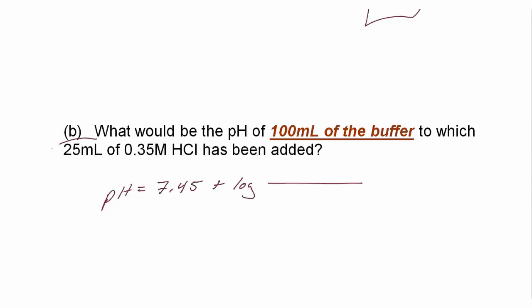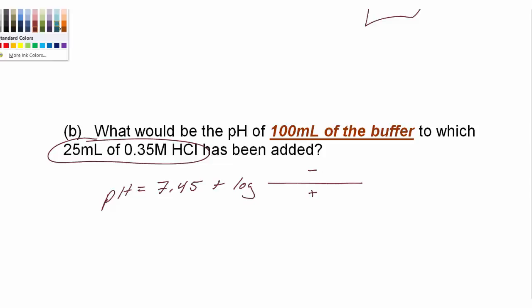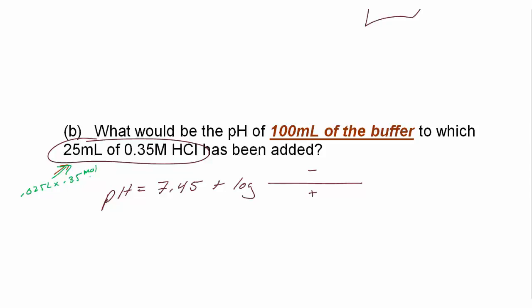We're adding an acid. If you add an acid, get an acid. Plus, minus, right? The moles of conjugate acid will increase. The moles of conjugate base will decrease. Well, by how much? Let's figure that out. That's going to be 0.025 liters times 0.35 moles per liter. I'm going to get about what? 0.025 times 0.35, 8.75 times 10 to the negative 3.